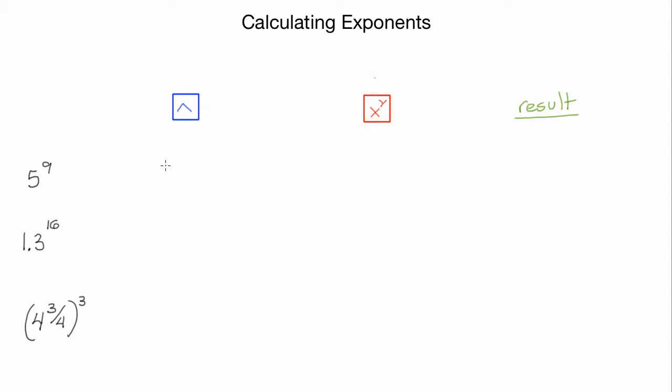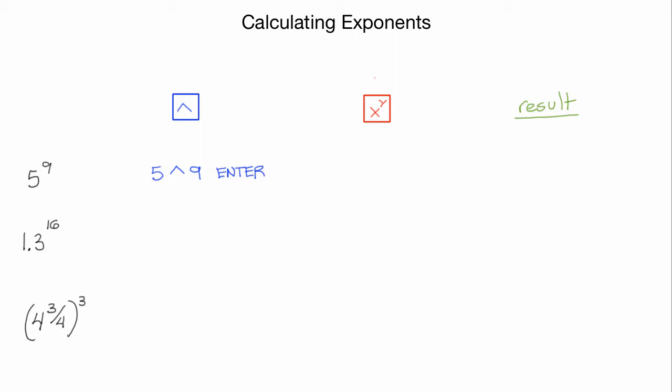I would actually type in the number 5 on my calculator, look for this button, the caret, hit that button, then type in the number 9, and then hit enter. That would be the sequence of button pushing. And that's what I do on my TI-89, for example.